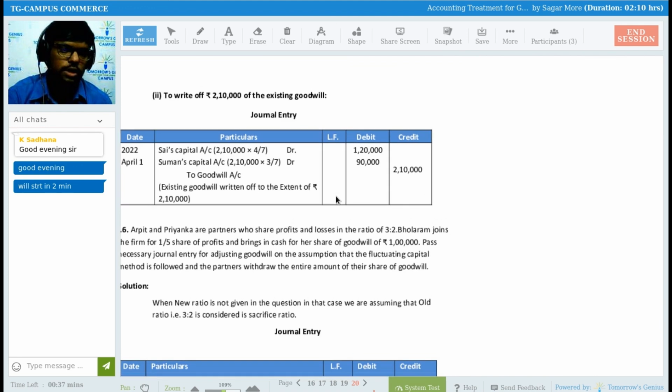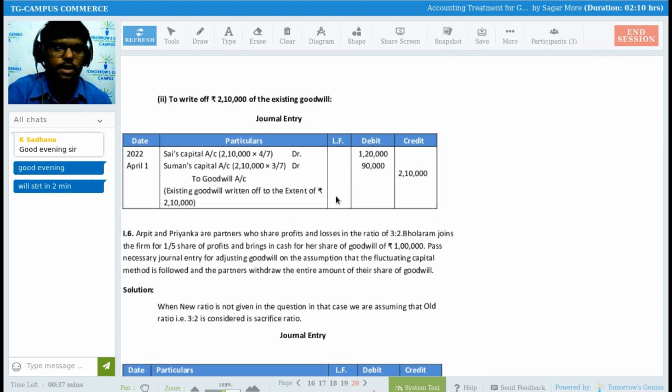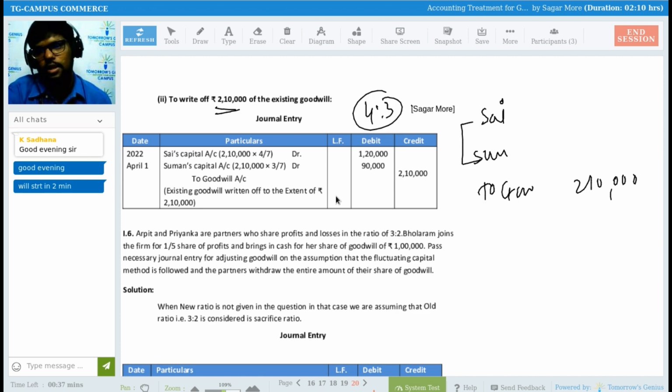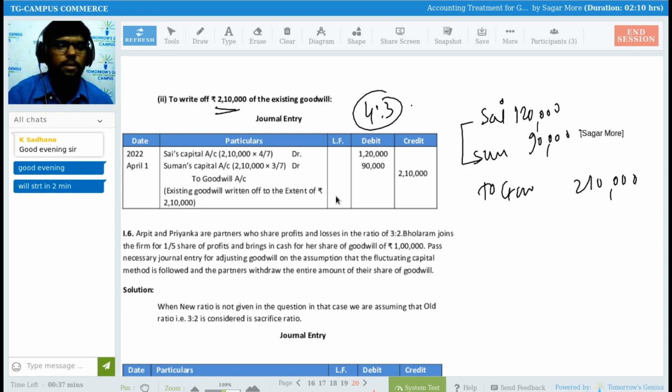So what do we have to do? Then we only have to consider 2/10, right? The entry will remain the same. We only have to consider that much amount which they are going to write off, right? Sai's capital account debit, then Suman's capital account debit, to goodwill account. So the goodwill amount is 2,10,000, and I will distribute this 2,10,000 between Sai and Suman as per their old profit sharing ratio, that is 4:3. Getting? The amount will be 1,20,000 and 90,000 rupees. Understood this or not?